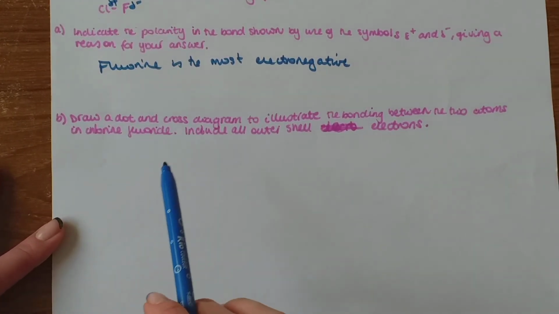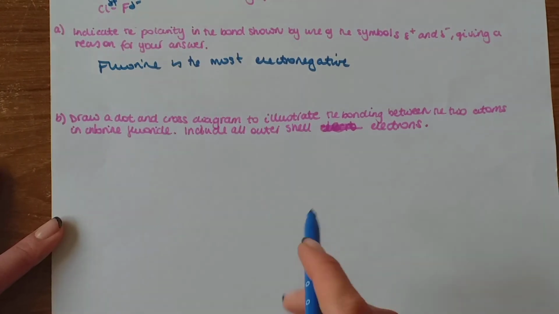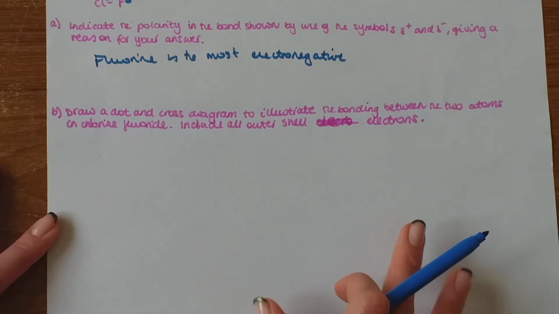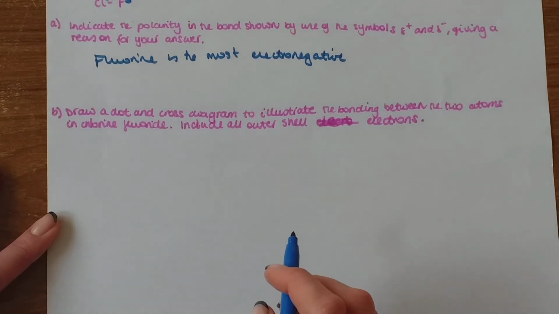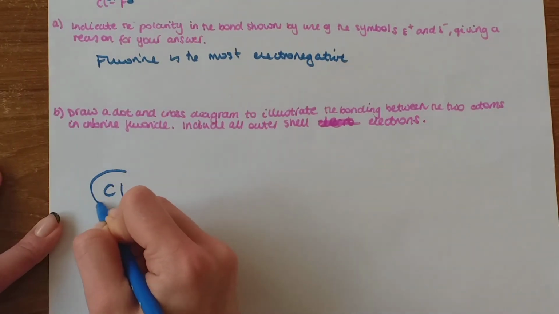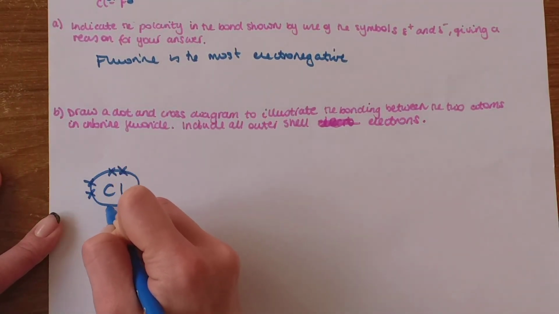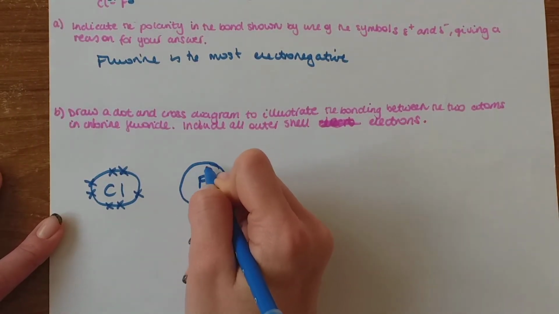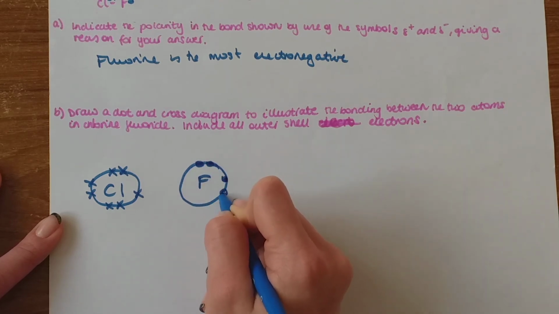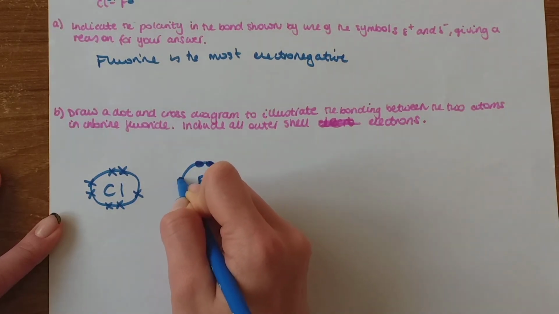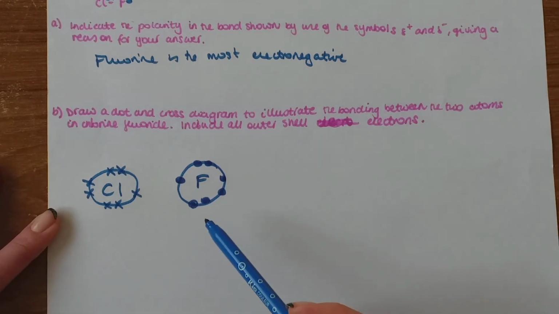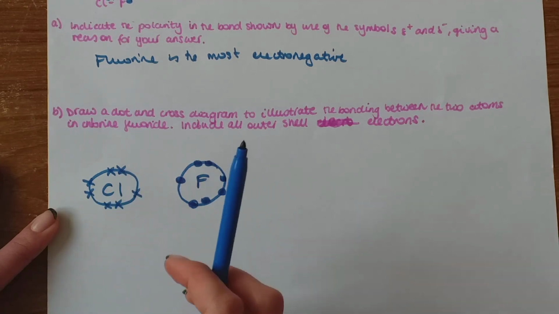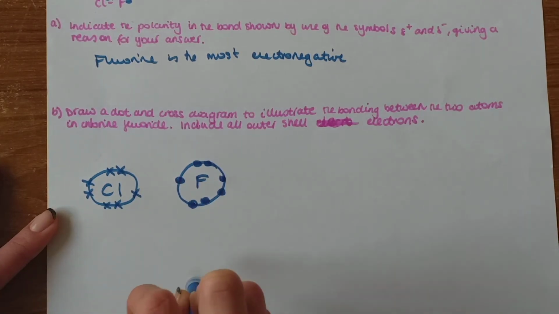And part B, draw a dot and cross diagram to illustrate the bonding between the two atoms in chlorine fluoride. Include all outer shell electrons. So chlorine fluoride. So you want to draw chlorine first. We know chlorine has 7 electrons. We also know fluorine has also 7 electrons. So what they want to do, they're not going to give 1 electron to one another. They're both non-metals, which means they're going to have a covalent bond.